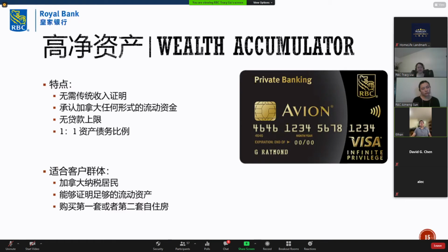The next one is the Wealth Accumulator program. The key benefit of this program is that we don't need any traditional income verification. This means that the client, let's say the client's retired, they are only receiving OAS, old age security, or even if they are on EI, or even they only have rental income. But because the client is able to demonstrate that they have sufficient liquid assets to service the mortgage. So I would say again, liquid assets.